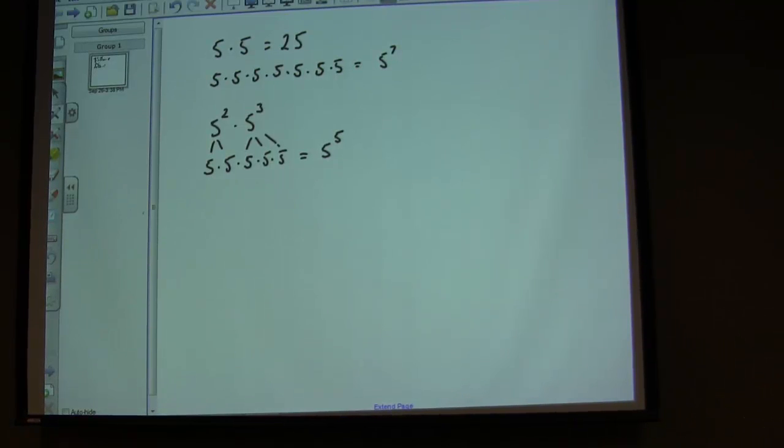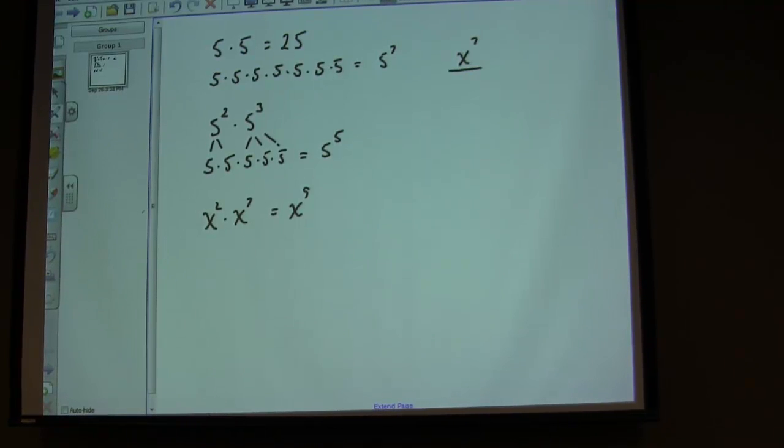So if I were to ask you what is x squared times x to the 7th, you'd say, oh, well, that's x to the 9th. 2 plus 7. Well, it becomes a little less obvious to us, but it is if you remember what these are. If I look at something like x to the 7th divided by x to the 5th, what is that?